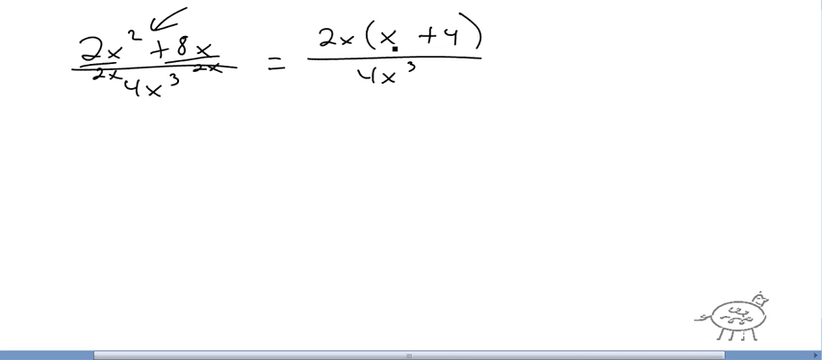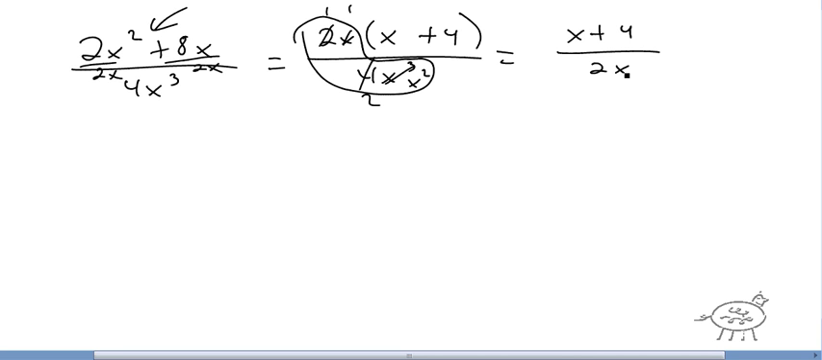Now, there's nothing to do with the x plus 4, but I can look at this part right here. Okay, I can cross that. That's a 1 and a 2. And then I can battle the x's. That cancels, and that gives me x squared. So my answer to this problem is x plus 4 over 2x squared.